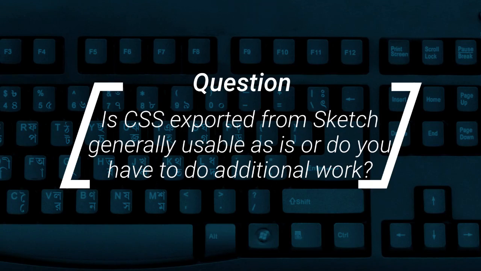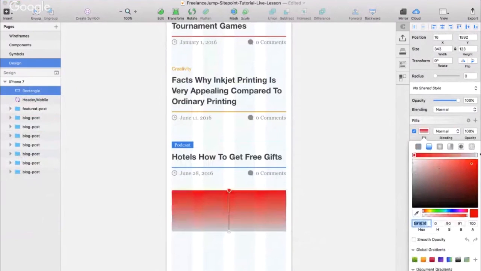Yeah, it does. And now we've got a new question from Bobby as well. He's asking, Adam, is CSS exported from Sketch generally usable as is, or do you have to do some additional work? That's a great question, actually. I've used CSS exports from Sketch, but I don't use them in the way that they export it. Let's just do a quick example. Let's do a gradient real quick.